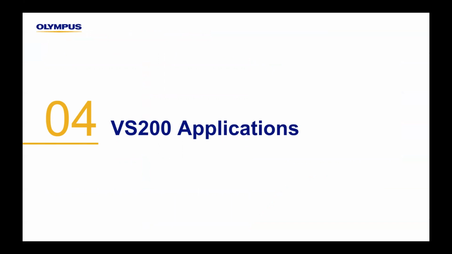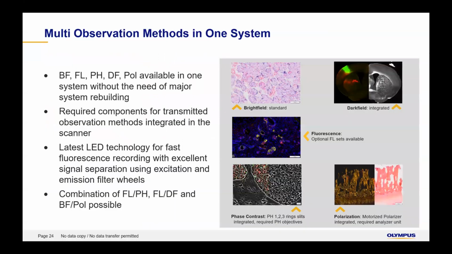So what do people use slide scanning for? Well, the short answer is a whole lot. And we wanted to make a system that addressed as many of those needs as possible. The VS200 can image up to 5 different observation methods. The base system comes with bright field and dark field observation methods. Dark field is particularly useful for finding unstained samples that will be subsequently imaged in fluorescence without unnecessarily photobleaching your sample.